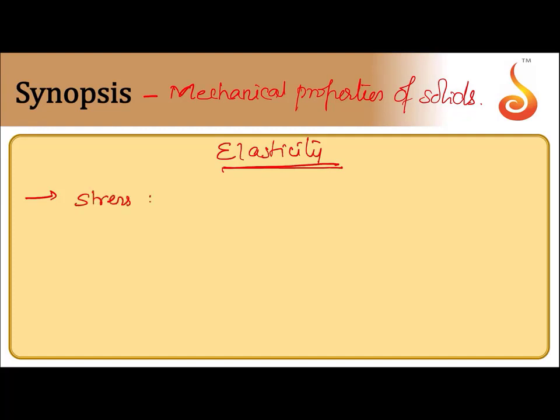First of all, stress. Whenever an object is subjected to an external force, there may be a change in the dimensions of the object. And due to this tendency of change in dimensions, the object tends to restore. This internal restoring force is interpreted in terms of stress. This stress is the ratio of the internal restoring force, which is developed inside the object or material, divided by area of cross section.